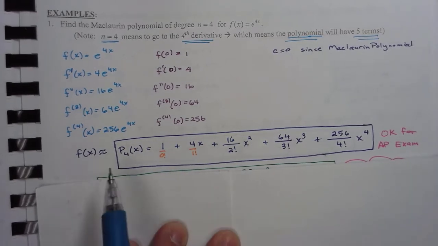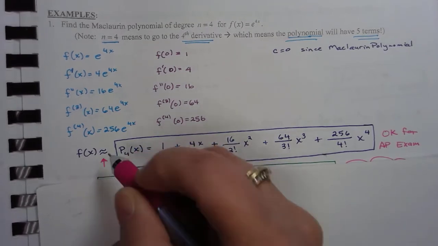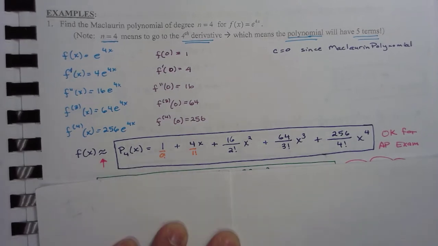Our function is approximated. Very important. You must make sure that is an approximation. Our function is approximated by our fourth degree Maclaurin polynomial.